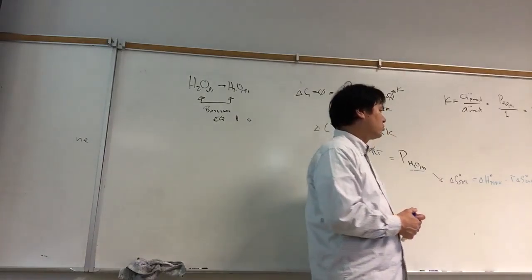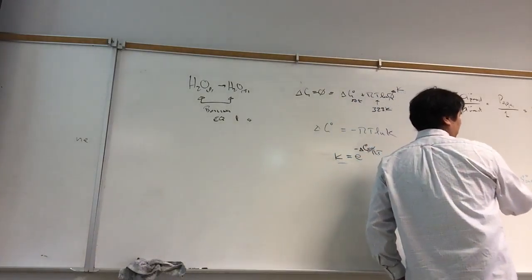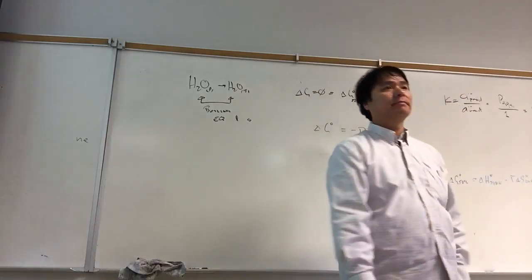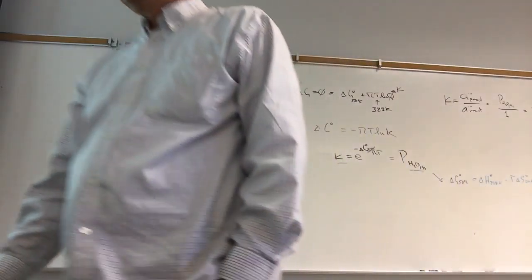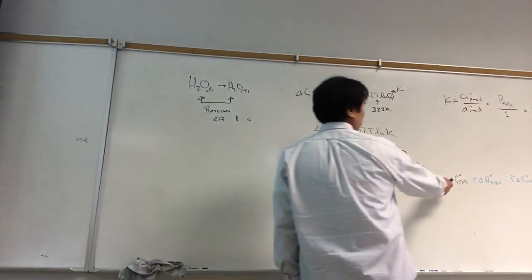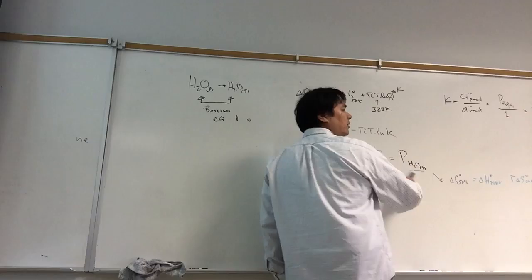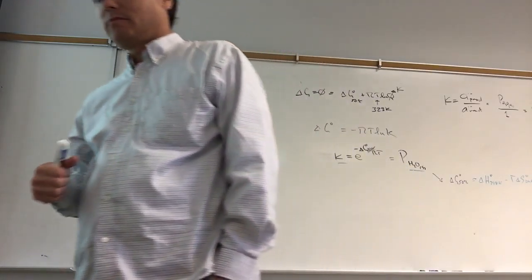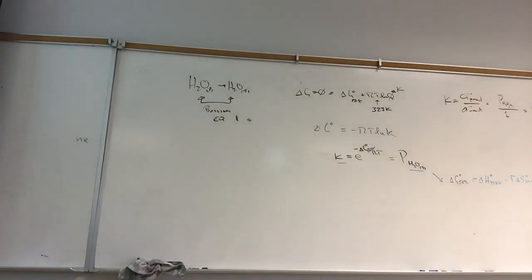Temperature is going to be 323 Kelvin. I got my delta H from the board data. I can get my delta S from the board data, and I have that. But that's delta G under standard conditions, and the pressure is not going to be under standard conditions. So is it okay to use it? And the answer is, can I use this equation?